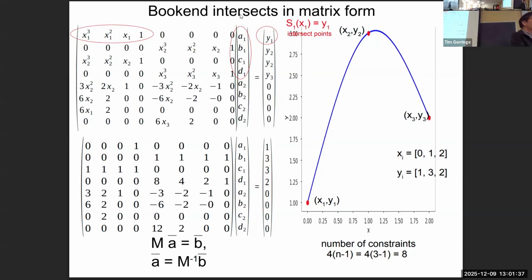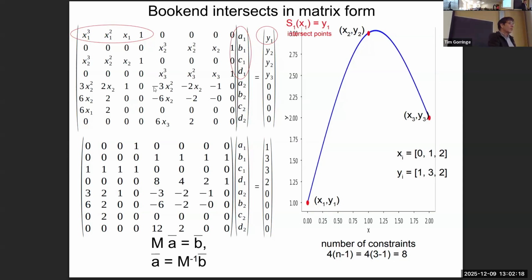The next 2 rows are that the left-hand cubic spline and the right-hand cubic spline go through the data point x2, y2. So go through this point here. So that's rows 2 and 3. And then the 4th row is that 4th intercepting constraint, that the right-hand cubic spline goes through this right-hand data point. The bottom 4 rows are the other constraints. So the bottom 4 rows correspond to the constraints on the slope.